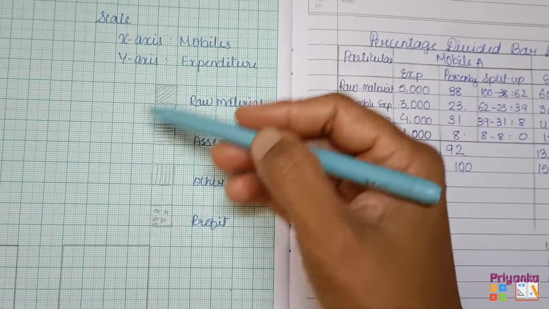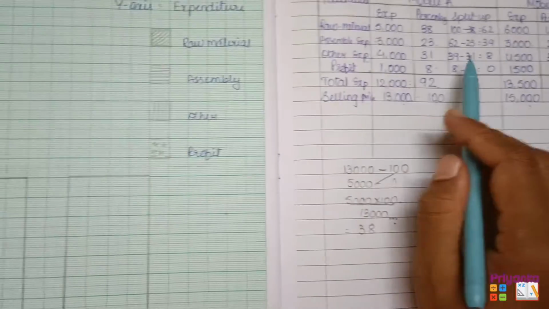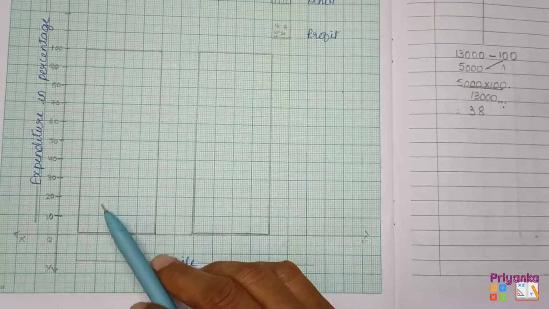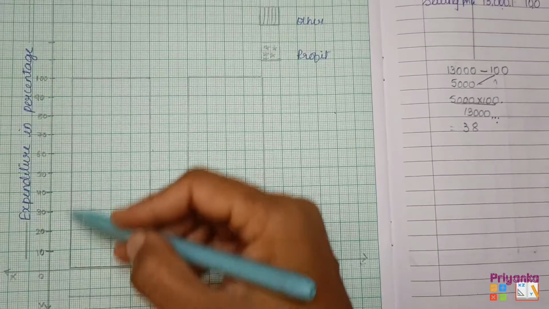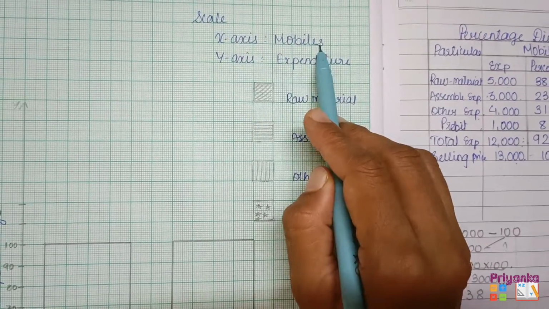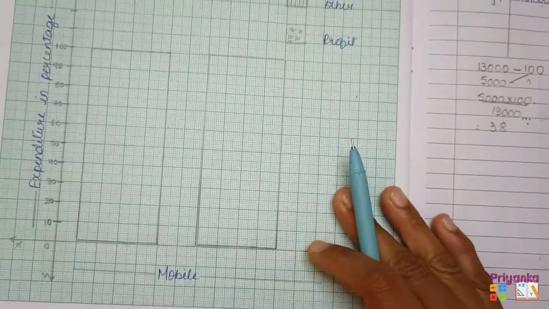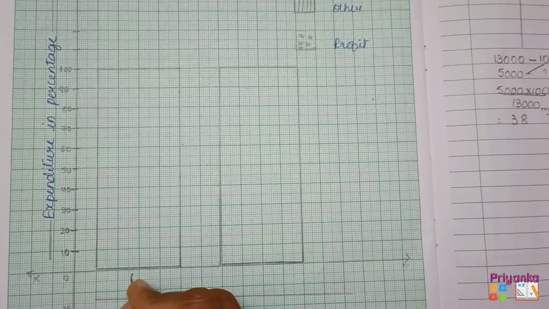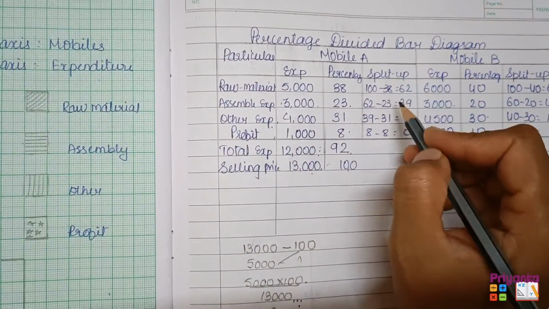First of all, make the display button for them, that is what is going to be displayed. And as the percentage, first make the bar of 100 for the mobile A and mobile B. Here you can write down the scale. On x-axis the mobile phone and on y-axis expenditure, which is going to be shown. Write down here mobile A and mobile B. So first let's start with first mobile A.